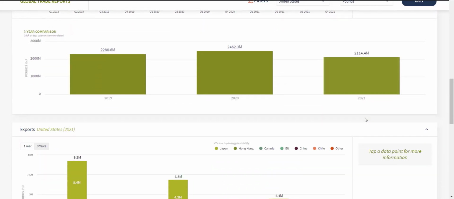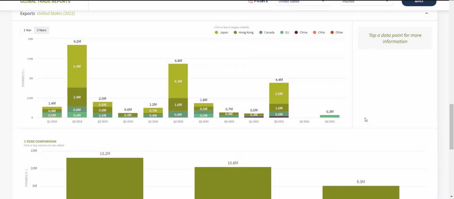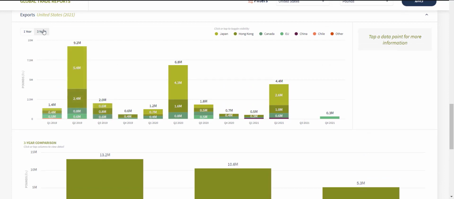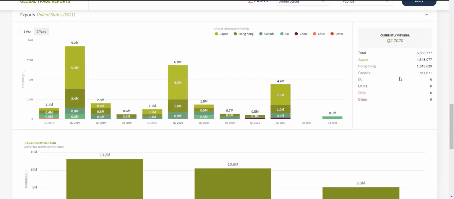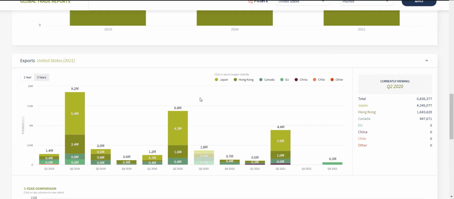The last section provides a 3-year volume comparison for the selected country. When you click on a data point, you'll see the detail to the right. Okay, so far so good.